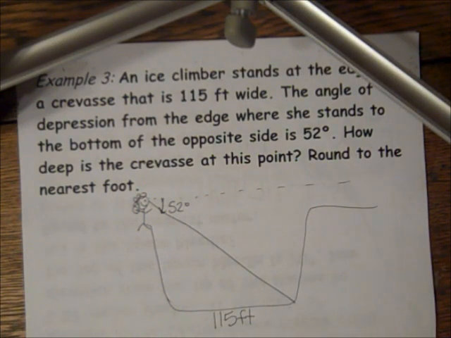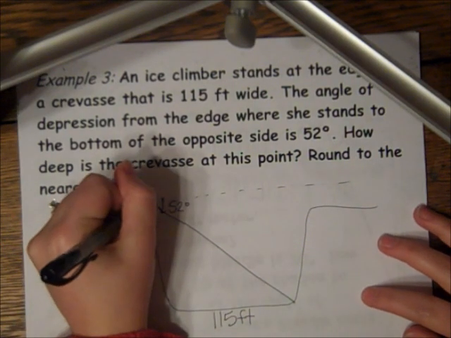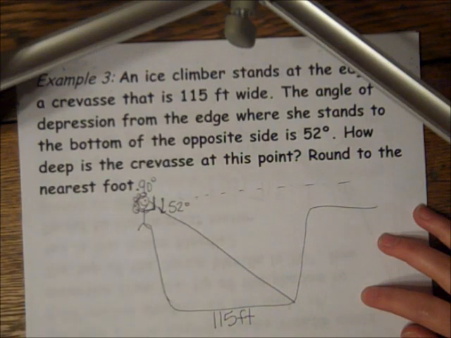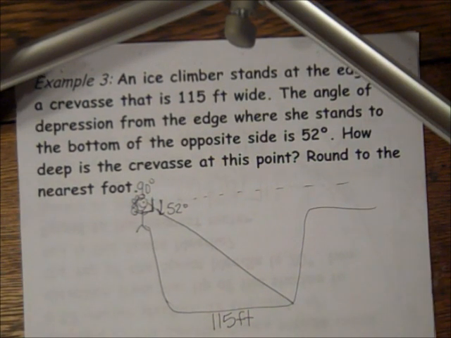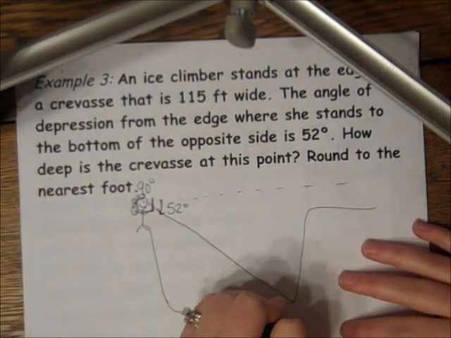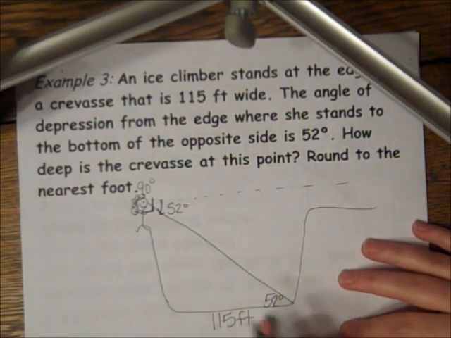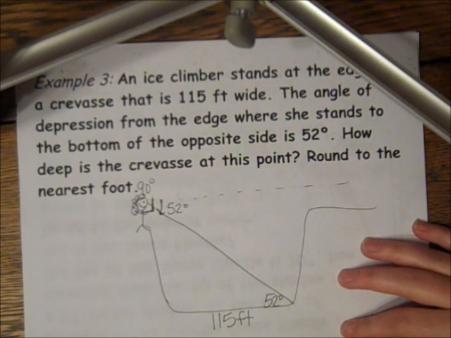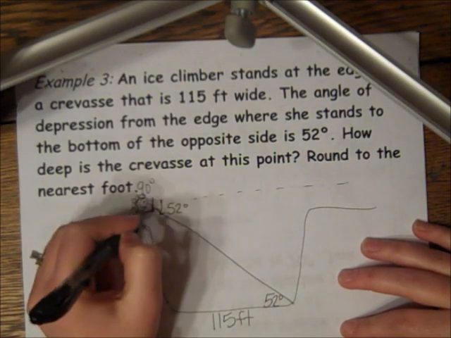You can do this one of two ways. You can either say, hey, this whole angle right here has to be 90, so you can do complementary. Or even easier than that, you can say what we just learned: if this is 52, then this has to be 52, because an angle of depression and an angle of elevation will always be equal. And that's the way I would go at it.